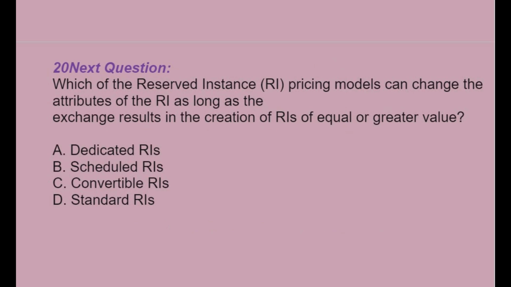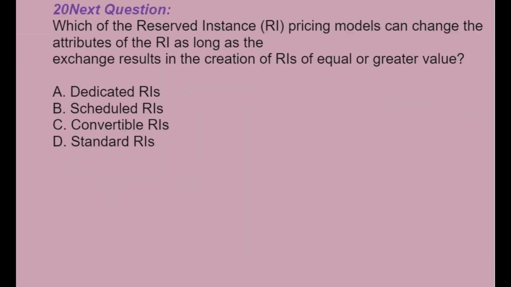Question is: which of the reserved instance RI pricing models can change the attributes of the RI as long as the exchange results in the creation of RIs of equal or greater value? Option A, dedicated RIs. Option B, scheduled RIs. Option C, convertible RIs. Option D, standard RIs. Correct answer is option C.